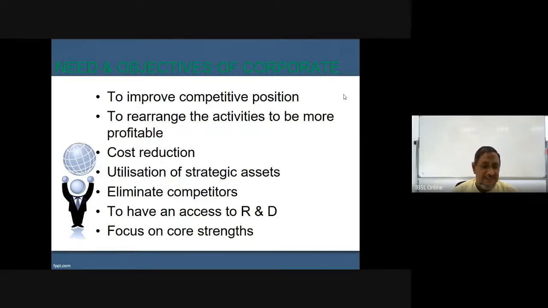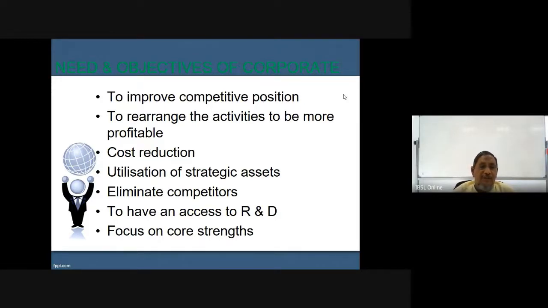Utilization of strategic assets. There are assets, fixed assets and current assets. Make use of that asset to earn for the business, utilize it for the business. Normally, fixed assets will not generate any income. But sometimes fixed assets may reduce the cost.